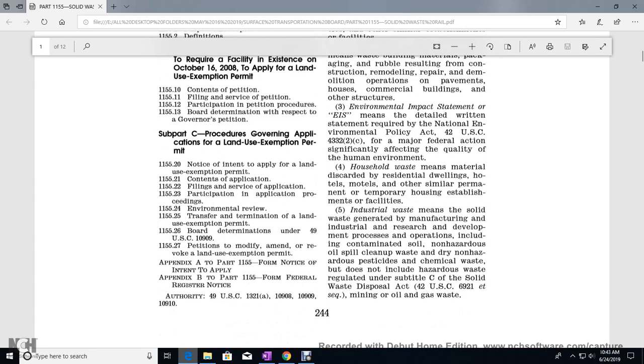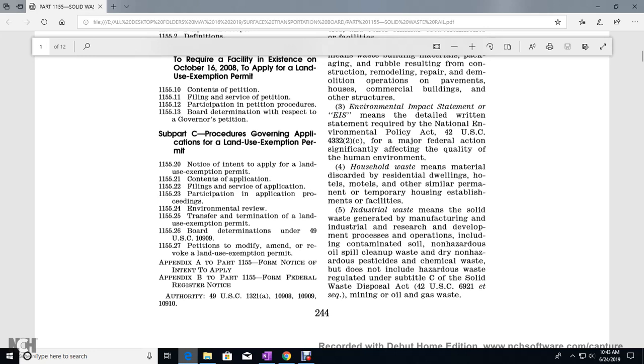Subpart C, procedures governing application for the land use exemption permit. 1155.20, notice of intent to apply for the land use exemption permit. 1155.21, content of the application. 1155.22, filing and service of application. 1155.23, participation in application proceedings. 1155.24, environmental review. 1155.25, transfer and termination of land use exemption permit.